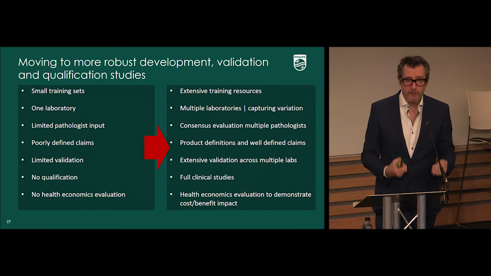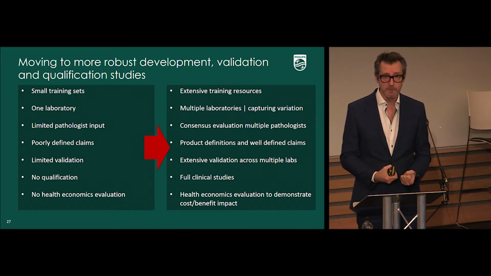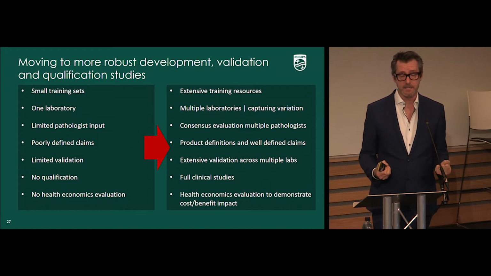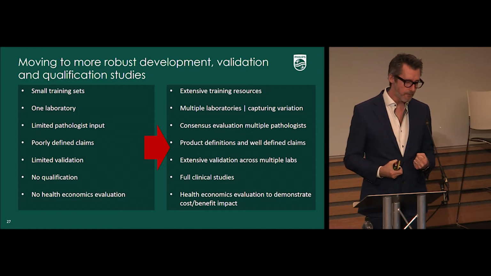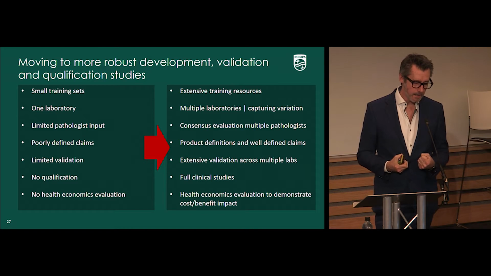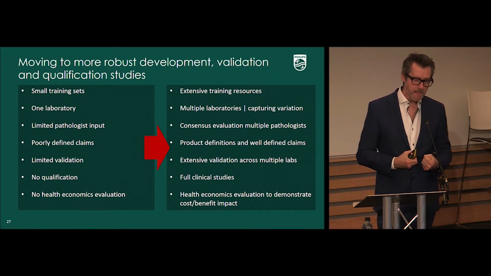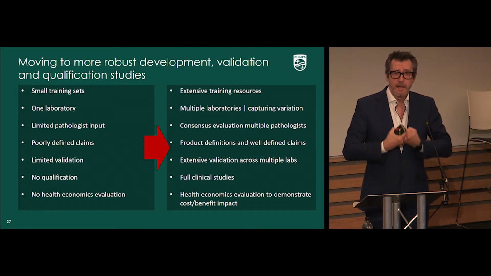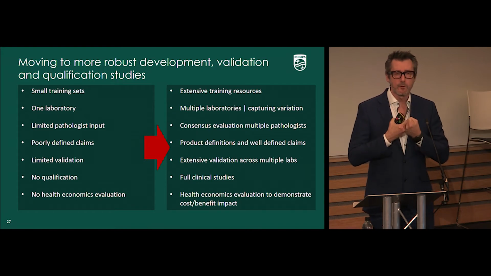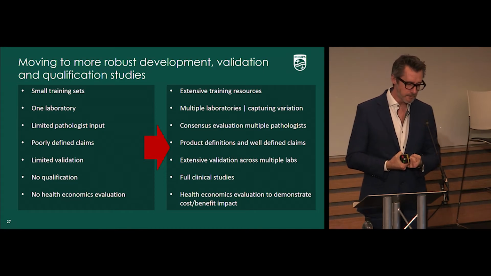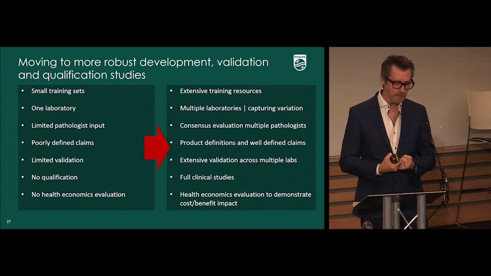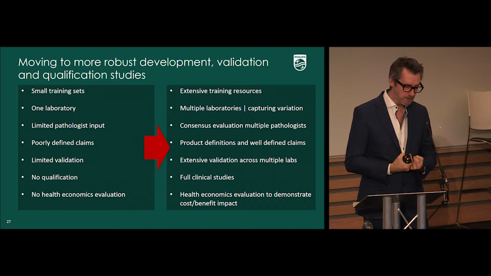We need to ensure that we've got consensus evaluation from multiple pathologists so that when we're annotating samples, we've got consensus views so that we can build algorithms that perform highly in clinical settings. We need to ensure as an industry that's delivering these algorithms that we've got really strong product definitions and well-defined claims for the algorithms. We need to have extensive validation of these algorithms across multiple labs.